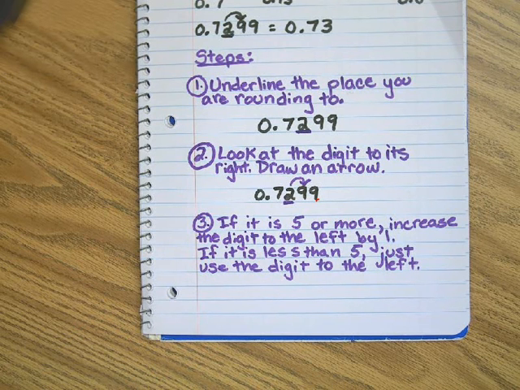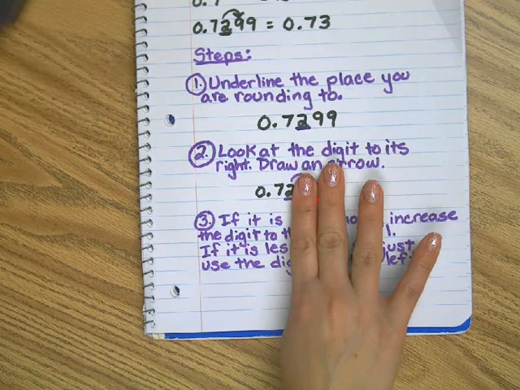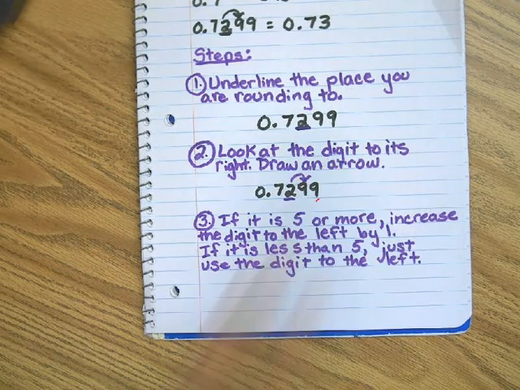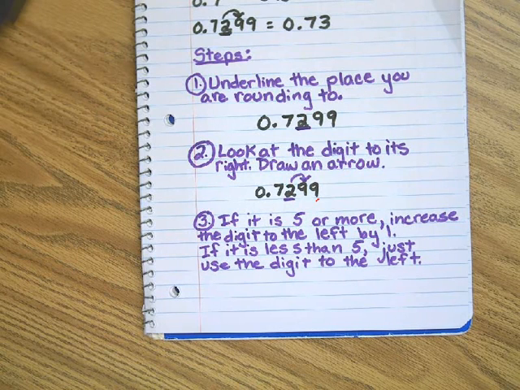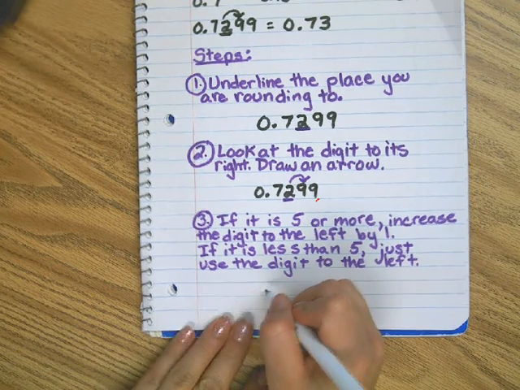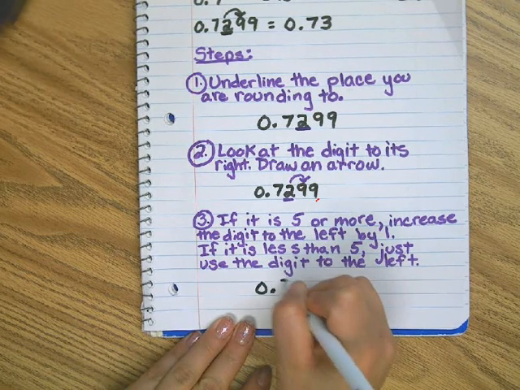Actually, sometimes you just drop it. You don't have to add a 0. I guess if you're rounding to the hundredths, well, no, if you just dropped it, it would still be the hundredths. Josh? They both say increase the digit to the left by 1, and then the last one says use the digit to the left. I'll show you.